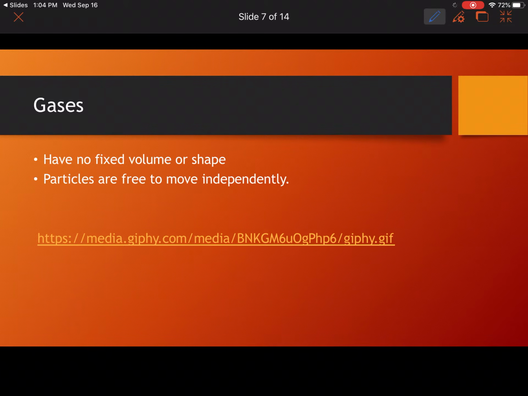Thirdly, we have gases. So gases here have no fixed volume or shape, and the particles are free to move independently. So if we're going to draw a diagram here, I'm going to draw a flask that has a stopper in it. So it's sealed. So the gas particles are going to spread out throughout the whole container, okay? They're going to fill the space. So no fixed volume or shape. They're going to again take the shape of the container they're in, but there is not a constant volume. They're going to expand or be compressed based on what they're in. And particles are free to move independently.